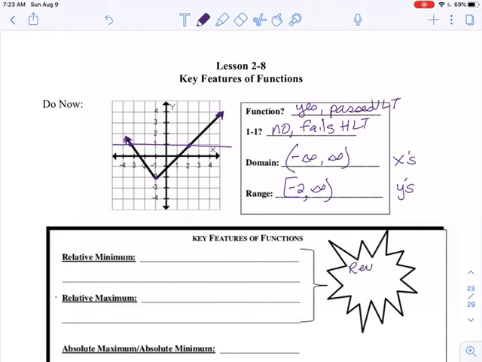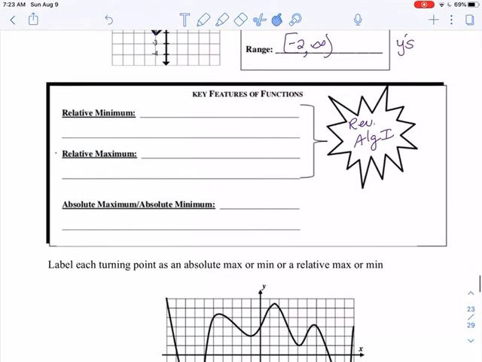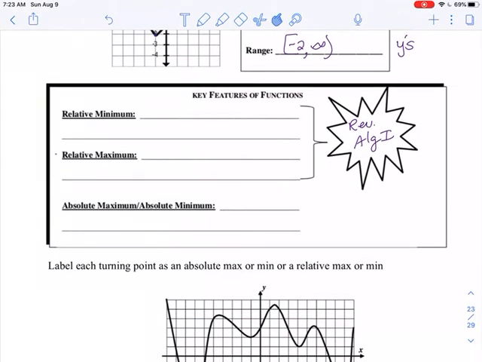All right, so this right here is just a review of Algebra 1, some key features of functions. What is a relative min, what is a relative max, and what is an absolute max and an absolute min? Well, a relative min is a turning point on a graph. It changes from decreasing to increasing. So it's a turning point on a graph.